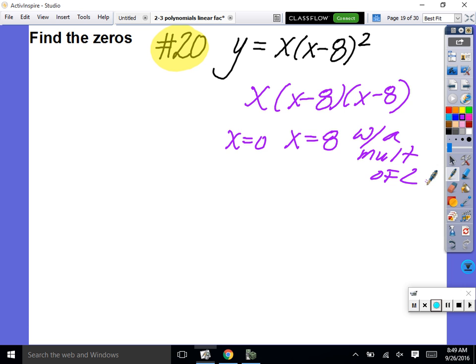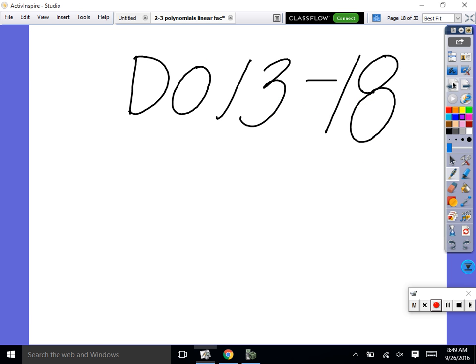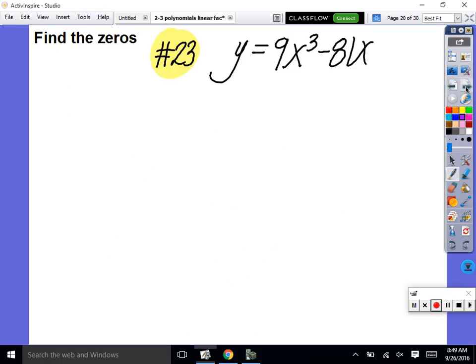Okay, then let's do another one. Hurry. Okay, 13 through 18. Guys, aren't all of those? Look at 13 through 18. Oh no, number 23. Here we go. It says, find the zeros. Doesn't that mean solve it? Yeah. Is this one factored? No. We've got to go through it just like we did on problems 1 through 6.